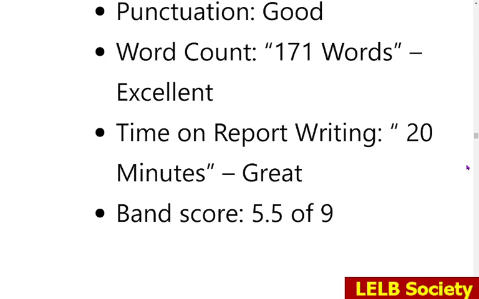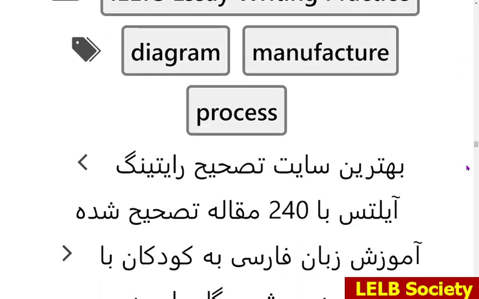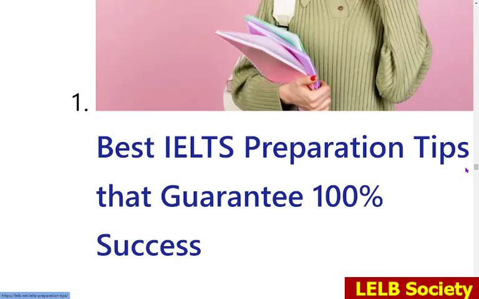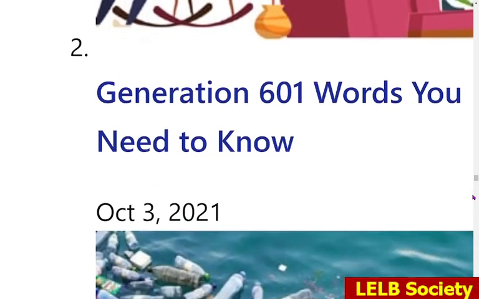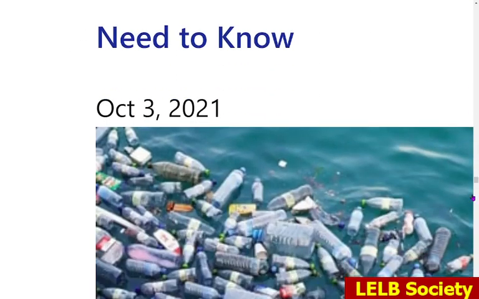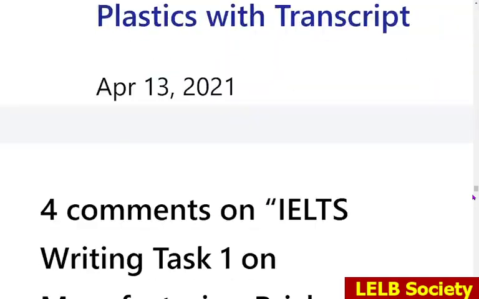And also let me show you the tags. First of all, this lesson falls into the category of IELTS essay writing practice. The tags: diagram, manufacturing, and process, because it is a process, and also some related lessons. Best IELTS preparation tips that guarantee 100% success. Generation gap, one of the flashcards from 601 you need to know. So yeah, English documentary on plastics.